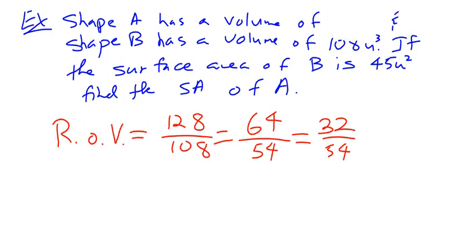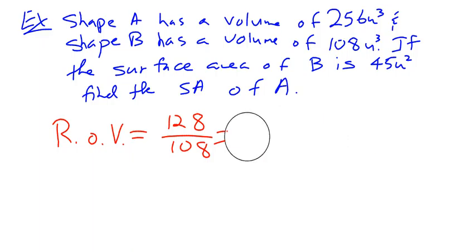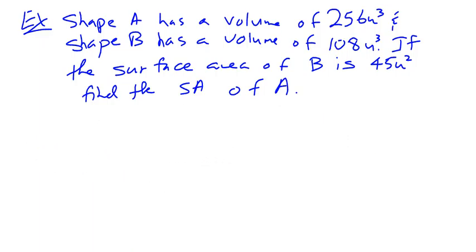All right, let's take one more example. In this next problem, I'm told that shape A has a volume of 256 cubic units, and shape B has a volume of 108 cubic units. If the surface area of B is 45 square units, I want you to find the surface area of A.